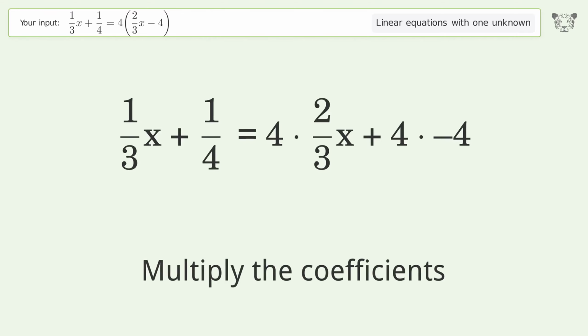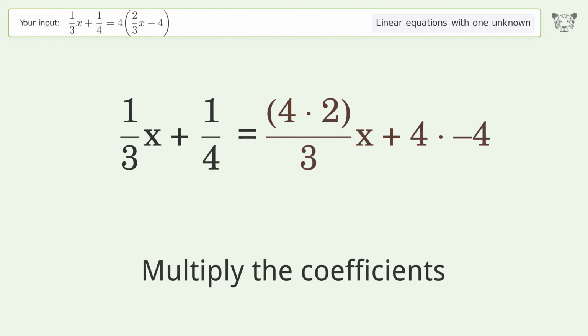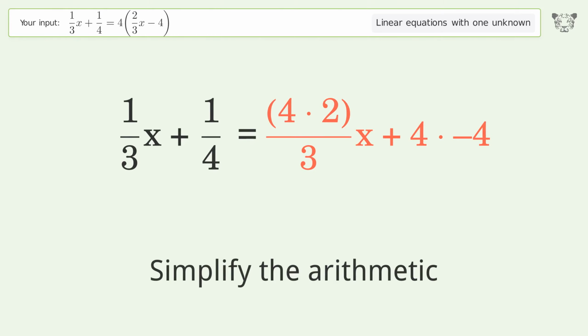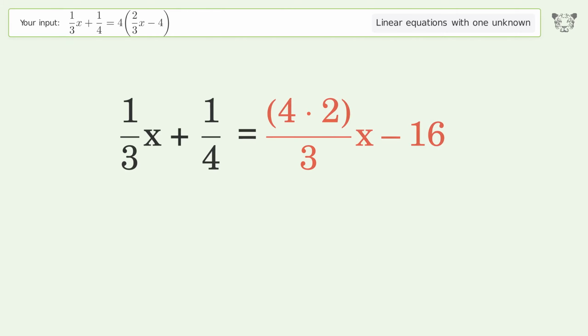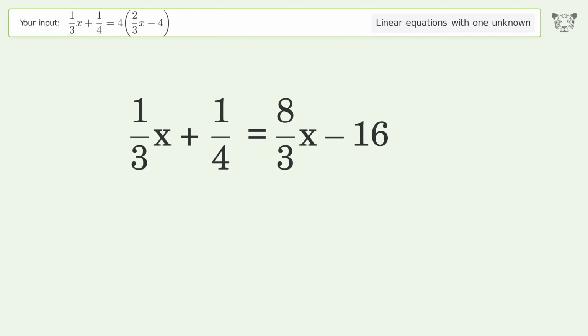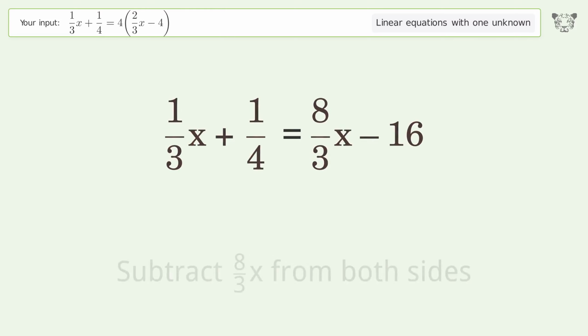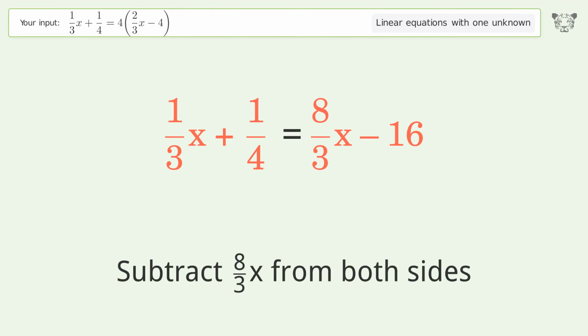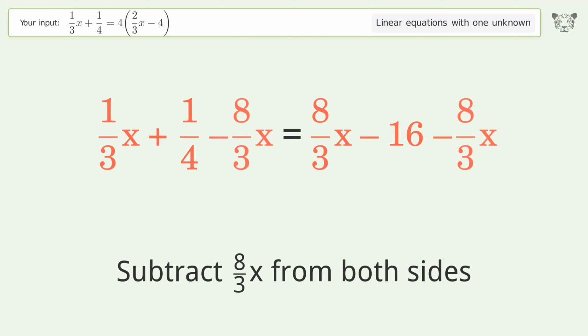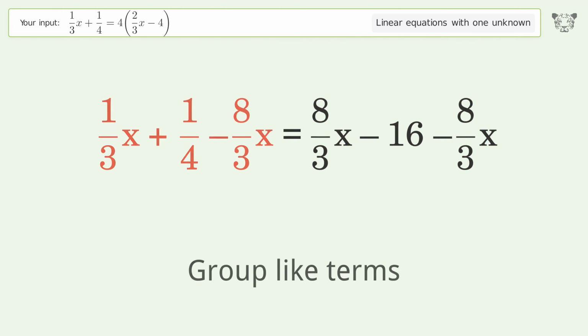Multiply the coefficients. Simplify the arithmetic. Group all x terms on the left side of the equation. Subtract 8/3x from both sides. Group like terms.